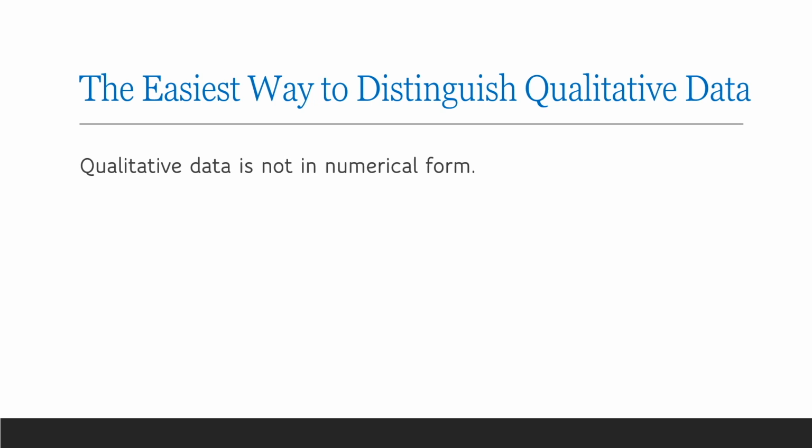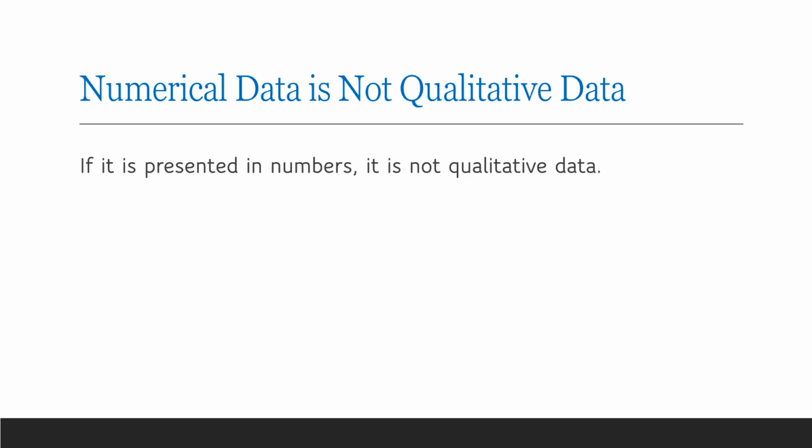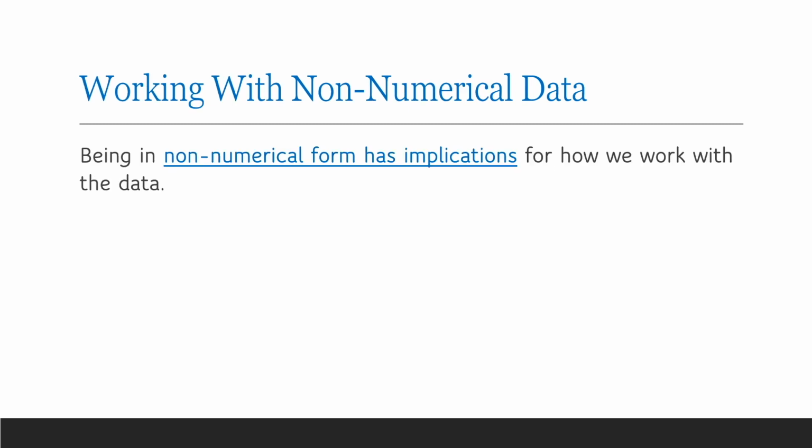The easiest way to distinguish qualitative and quantitative data is that quantitative data is in numerical form and qualitative data is not. It's the most visible difference between the two types of data. Just look to see if the data is reported in numbers or not. If it is presented in numbers, it's not qualitative data. Being in non-numerical form has profound implications for how we analyze and work with the data.